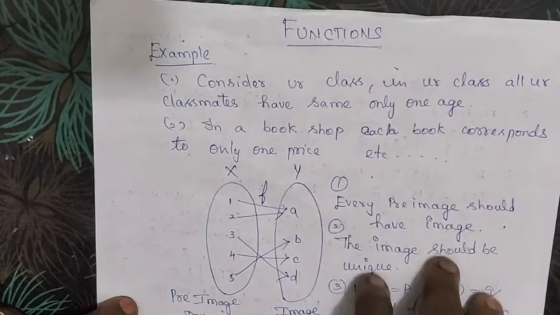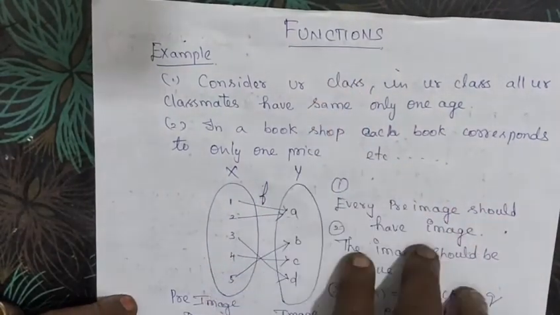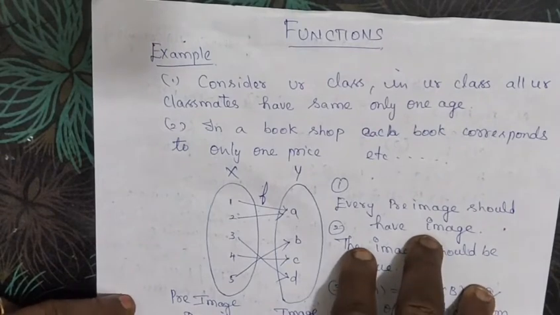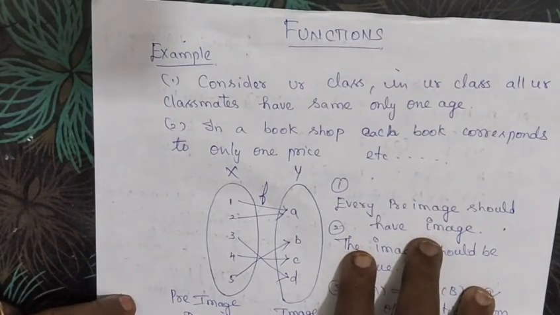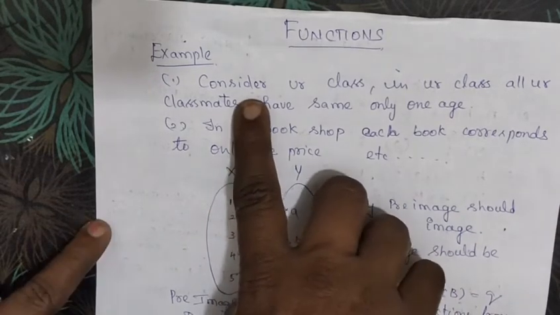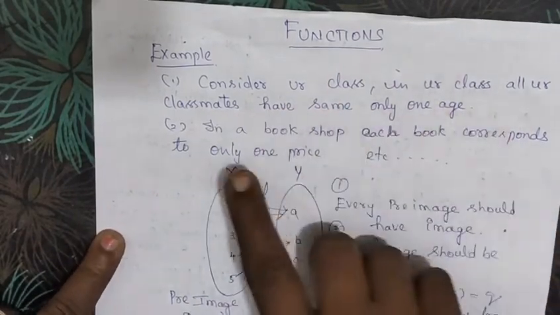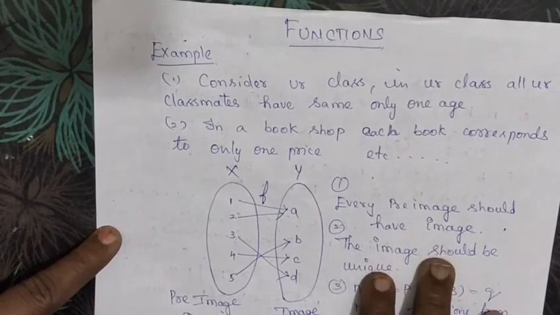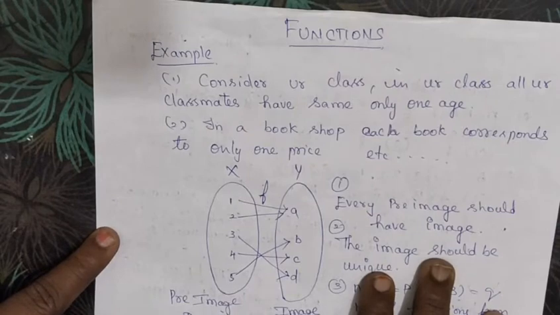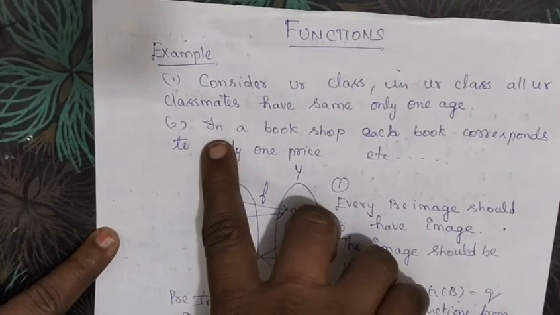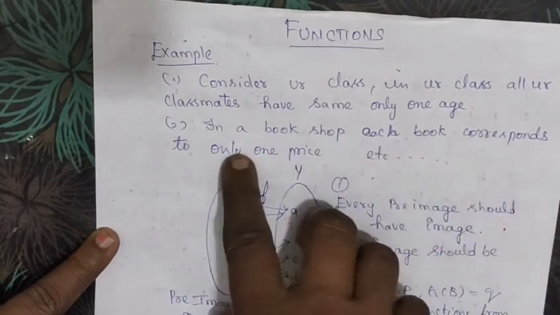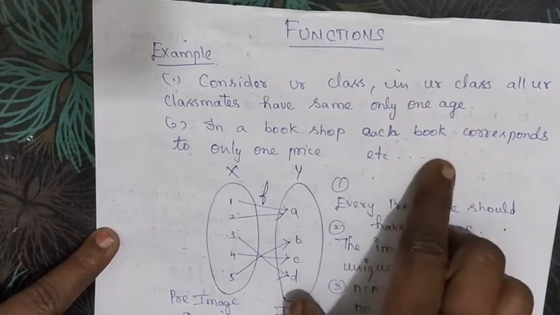Today we can see a new topic, functions. For example, when you think of your classmates in your class, mostly all of them will be having only the same age. So that's what I have written. Consider your class. In your class, all your classmates are of the same, only one age. Okay. Now when you go to a bookshop and see the prices of the books, the books will be having distinct prices. That's what I have given in a bookshop. Each book corresponds to only one price, etc.